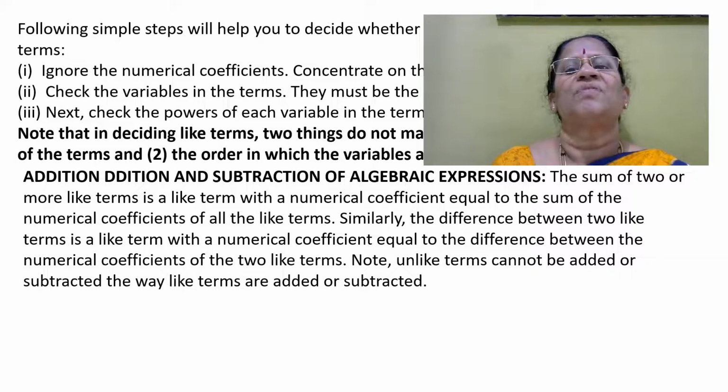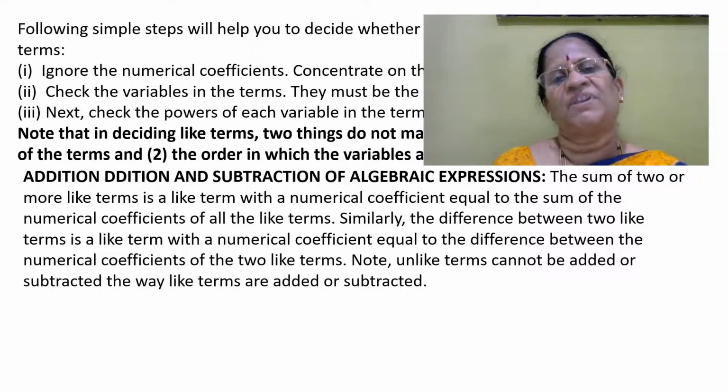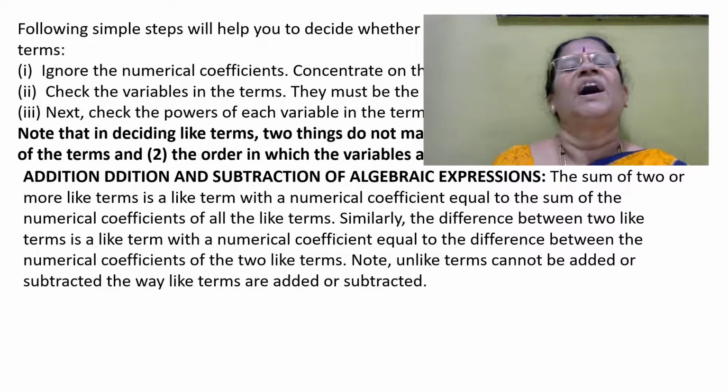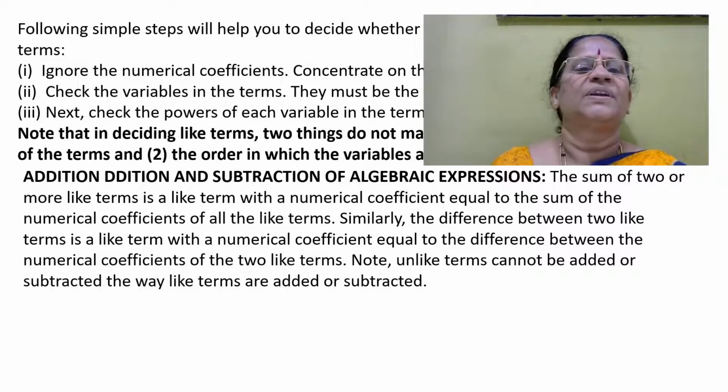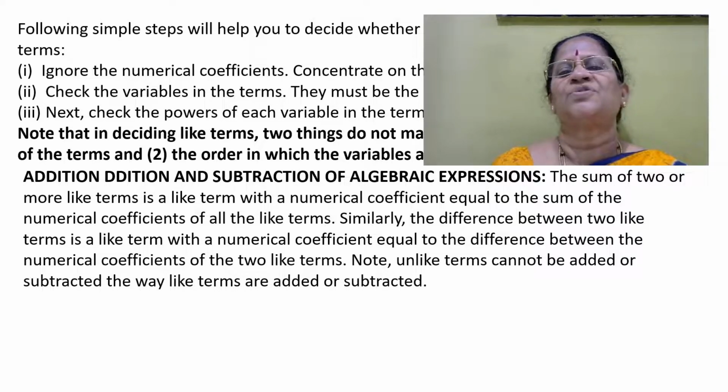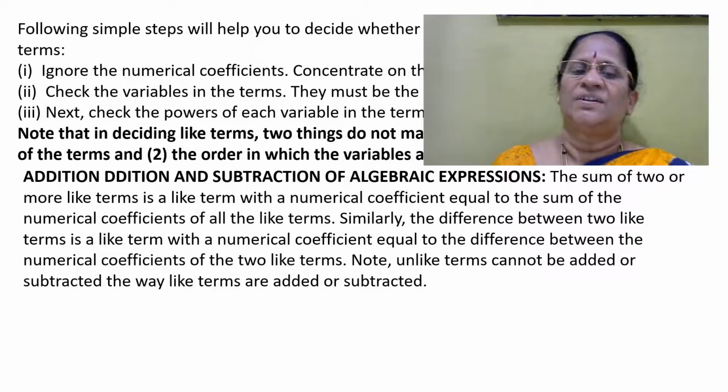Next, check the powers of each variable in the terms. They must be the same. That's what I told: the variables with the same exponents are said to be like terms. The same variables, same exponents. If the variables are the same and exponents are different, then they come under unlike terms. And if the variables are different, then they will also be considered unlike terms. Note that in deciding like terms, two things do not matter: one is the numerical coefficients of the terms, and the other is the order in which the variables are multiplied in the terms.